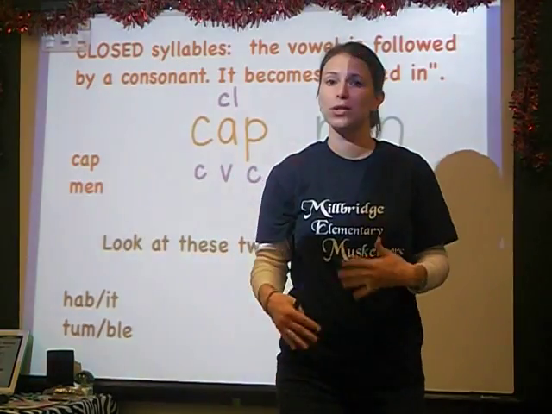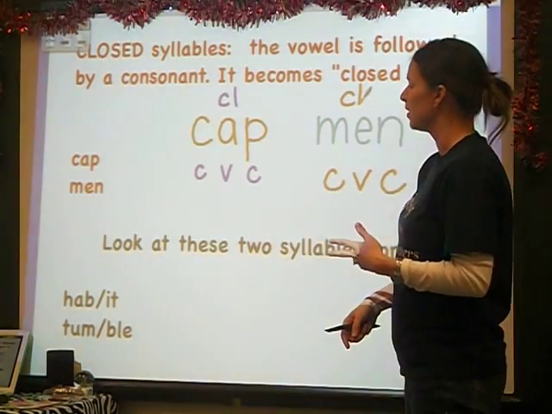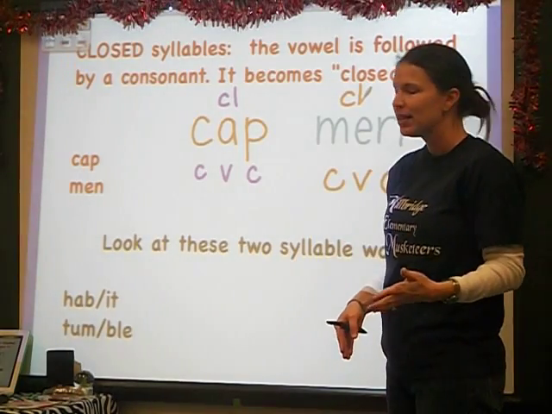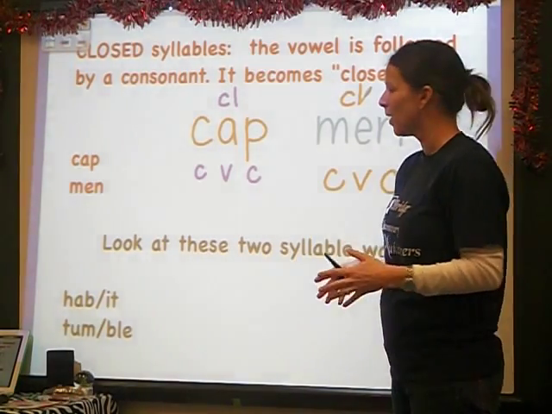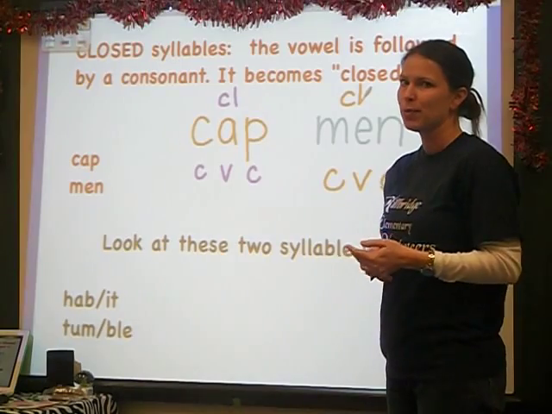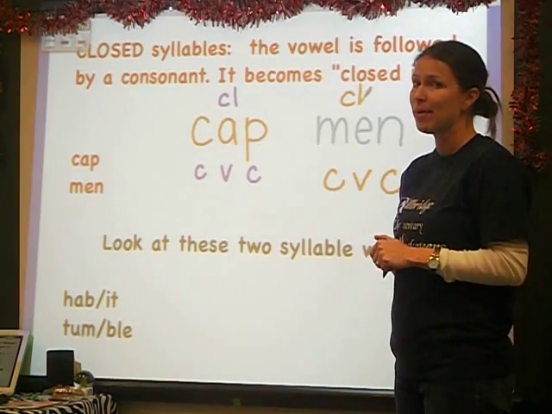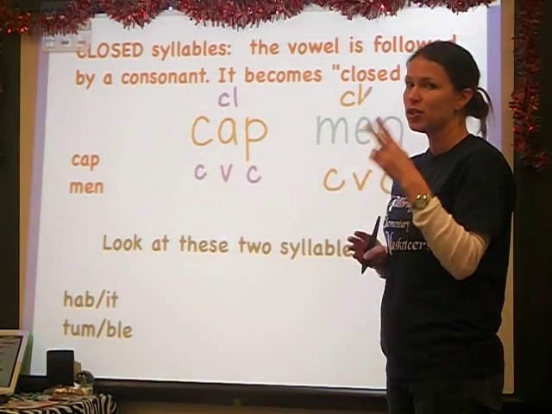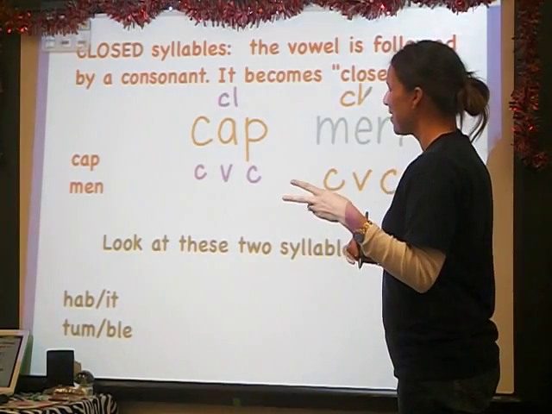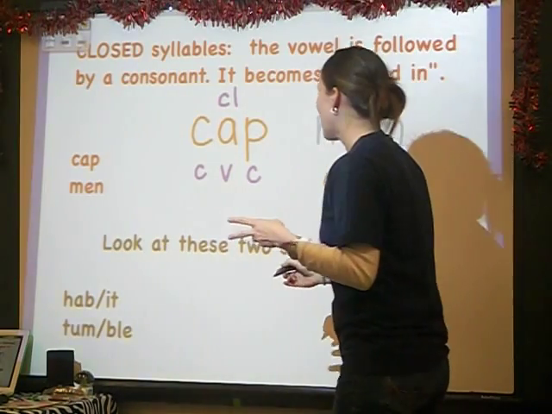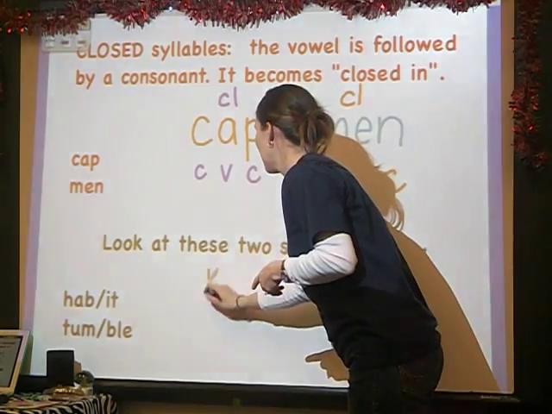Let's practice with some multi-syllable words, like two-syllable words, like the word habit and tumble. Okay. Let's look at habit. When I clap out the word habit, that's a two-syllable word. So what I want to do is write the word habit as it sounds whenever I'm saying it.